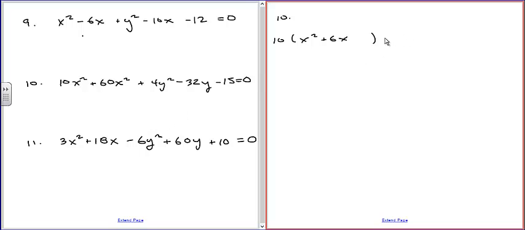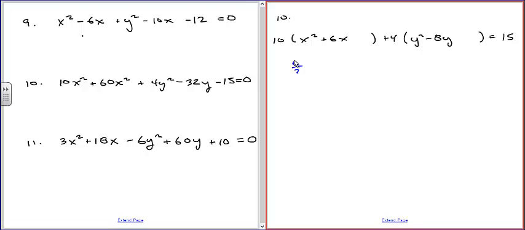Take the next two terms, we're going to factor out a 4. That leaves y squared. 4 divided by 4 is 1. 32 divided by 4 is 8. So it's going to be negative 8y. Leave a space. Move the other stuff to the other side. Negative 15 becomes positive 15.